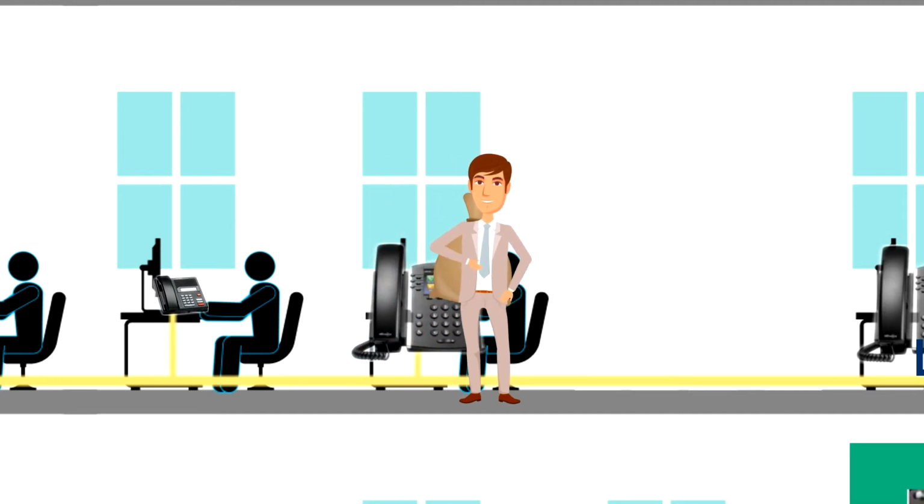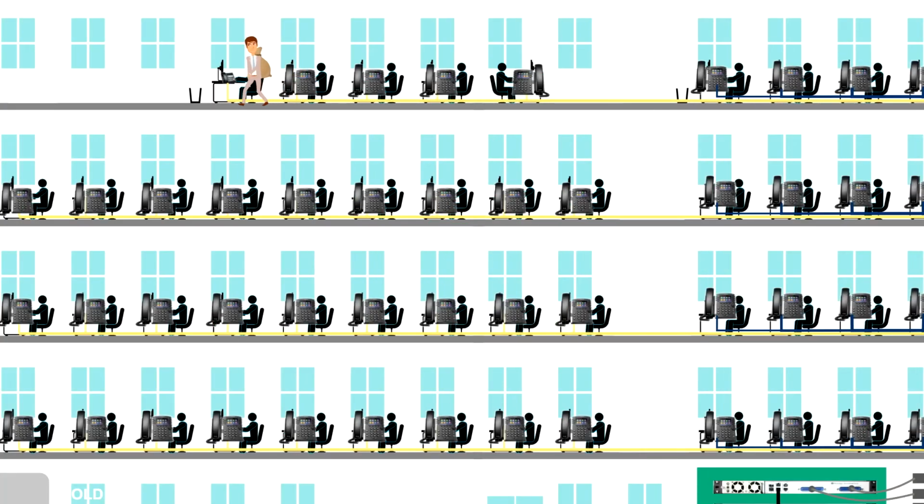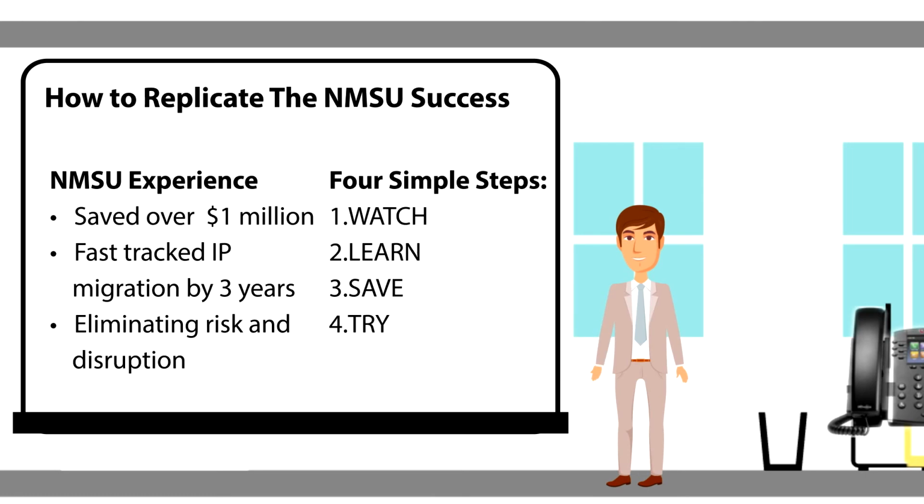You're done. A new IP phone in locations you never thought possible. Now, simply repeat this step until you are finished. You're done. 100% IP, saving money, and your staff is more productive and happy. IP migration is made simple. Replicating the NMSU success is only 4 steps away.